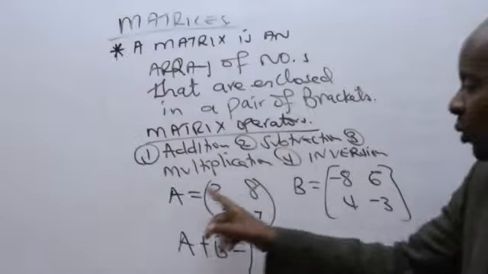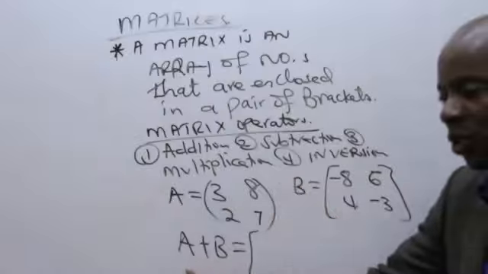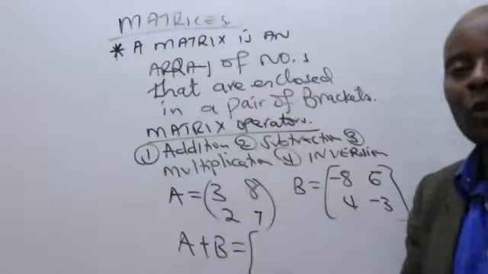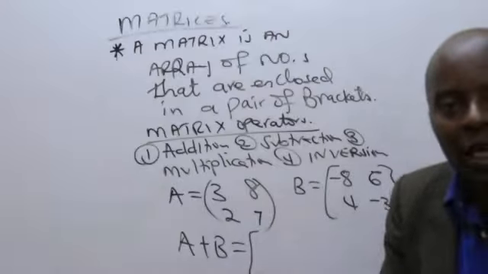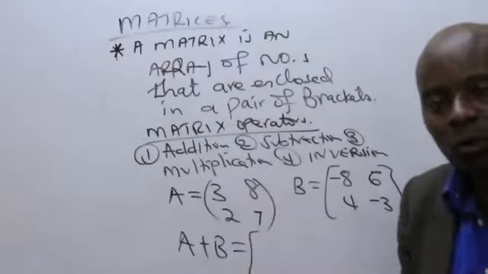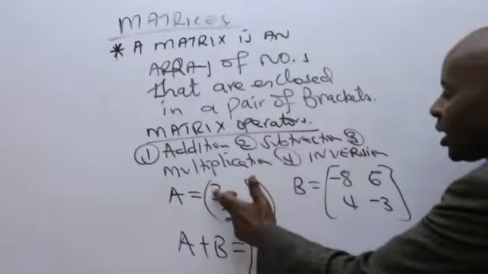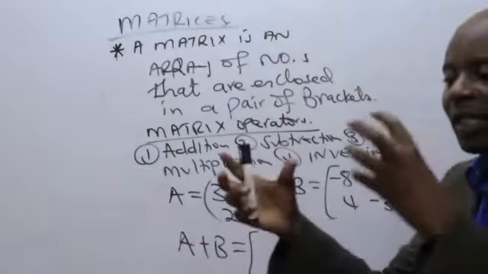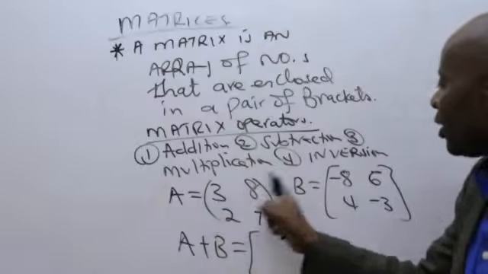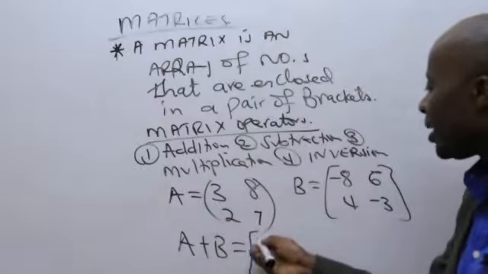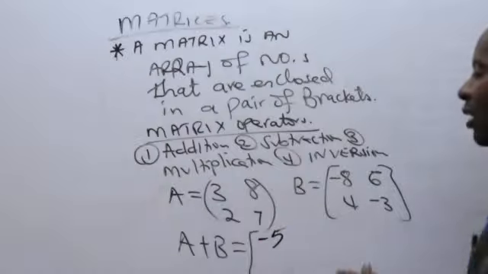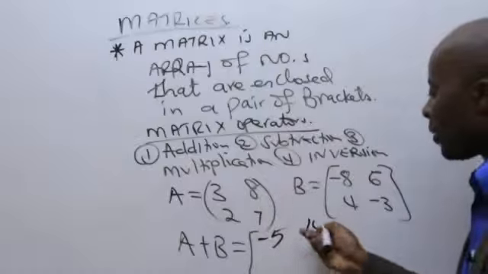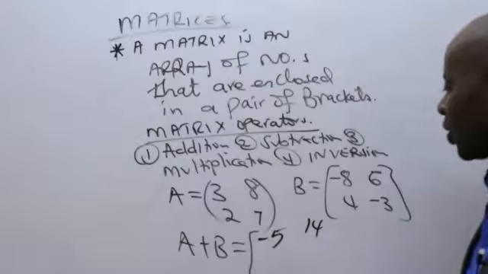We are given two matrices A and B, and then somebody tells us to go ahead and add them. So A plus B. Remember, for matrix addition, we normally add corresponding elements. Like now these 3 and -8. They are first elements of their respective matrices. The first elements, you combine them. So we have here 3 plus -8, that will give us -5. And then we have the second elements that are corresponding. So we have 8 plus 6 giving us what here? 14.